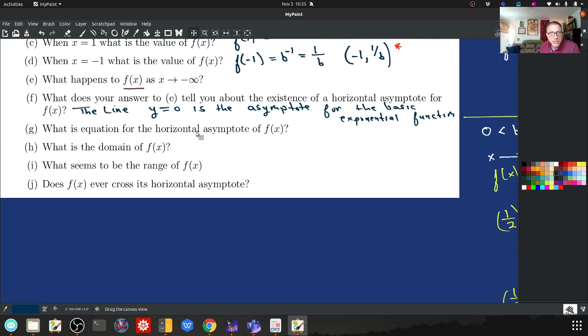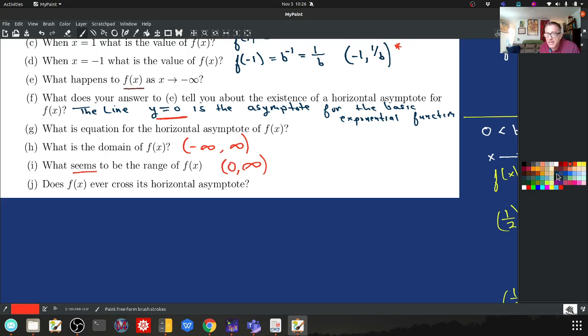What is the equation for the horizontal asymptote? I wrote it down for you right here. That's the equation. What is the domain? The domain is minus infinity to infinity, the same as a polynomial. What seems to be the range? By its graph, the only thing really to ask here is whether 0 is included, and it's not, so the range is 0 to infinity.